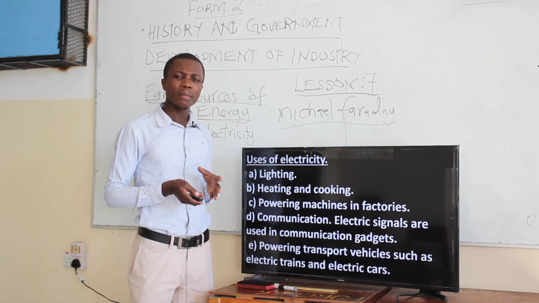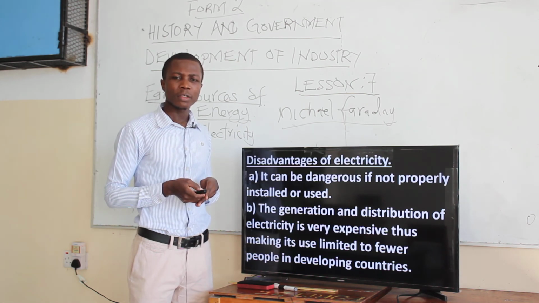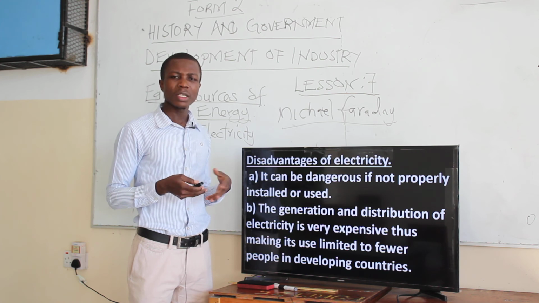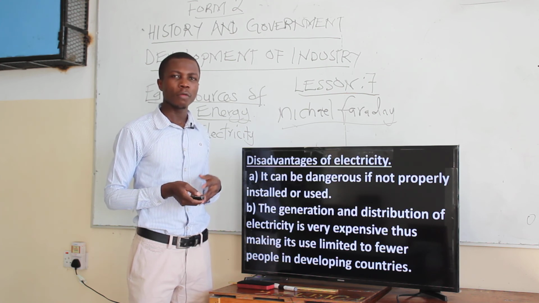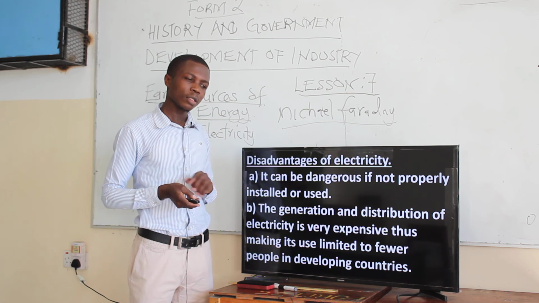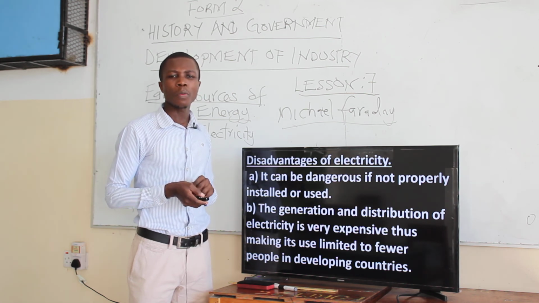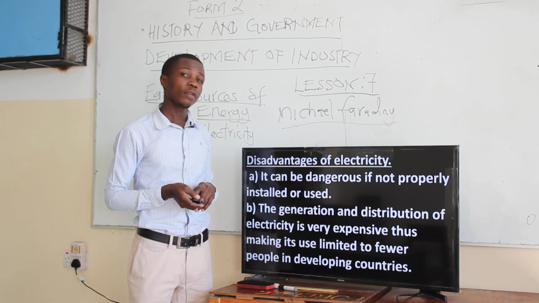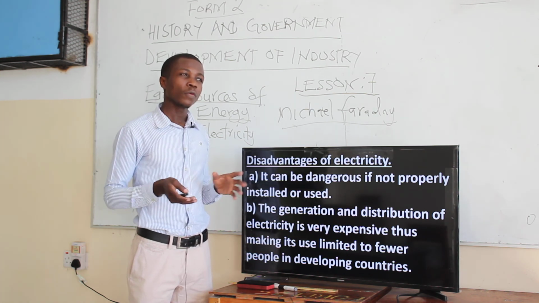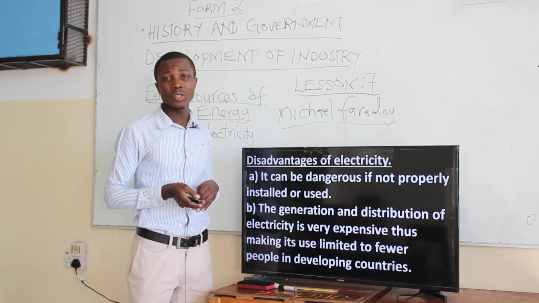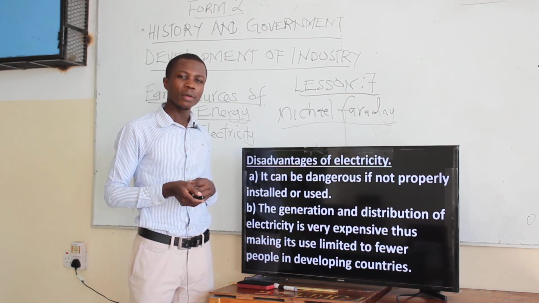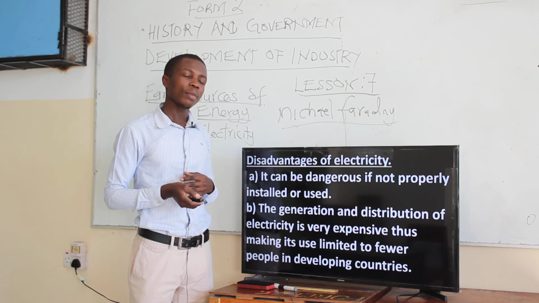Let's look at the bad side, the disadvantages. What are the challenges coming out of electricity before we end this part of the video? It can be dangerous if not properly installed or used. It's very dangerous if you don't properly install or use it. If you misuse electricity, it will mistreat you. That was a danger behind it, and still is.